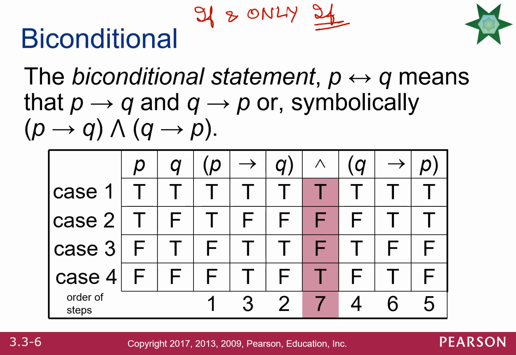So the notation for biconditional is written as P and then a bidirectional arrow, so to speak, and then Q.